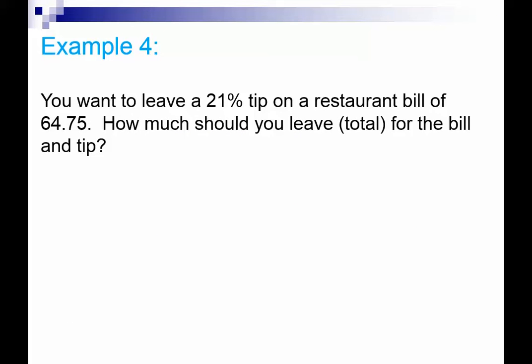Okay, let's try one on your own. Now this one's a little bit more complex, so make sure you read it carefully. It says you want to leave a 21% tip on a bill of $64.75. How much should you leave total for the bill and tip? So I want you to take some time with this one. Definitely hit pause. Go ahead and reason this one out. You want to use some proportions along the way, and then we'll come back and see if our answers match up. Go ahead and hit pause now.